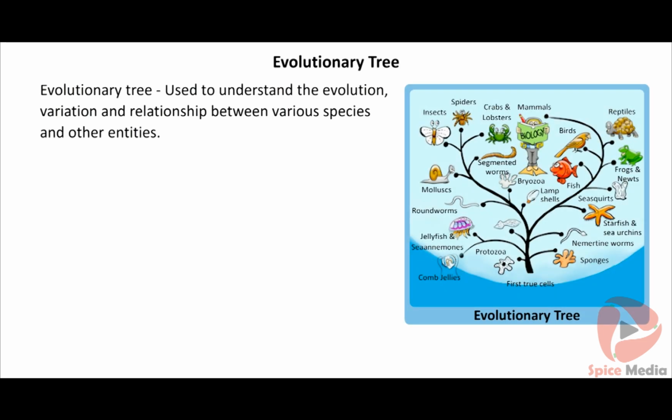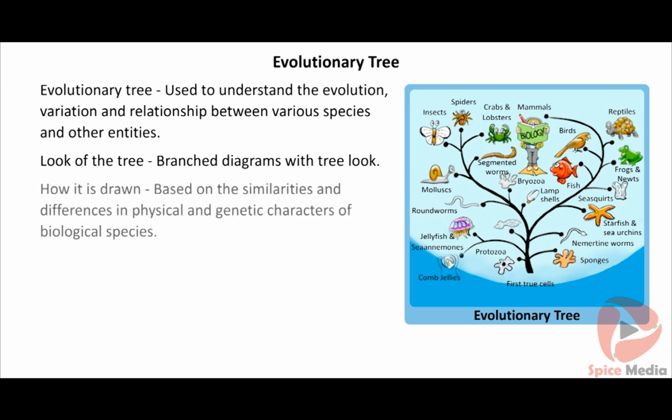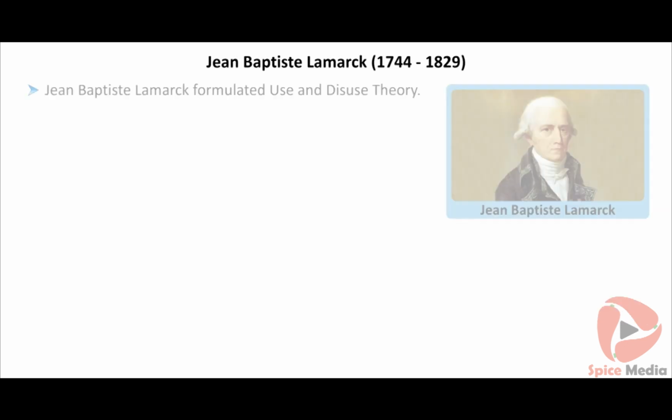An evolutionary tree is used to understand the evolution, variation and relationship between various species and other entities. Its branched diagrams typically look like trees. It is drawn based on the similarities and differences in physical and genetic characters of biological species.